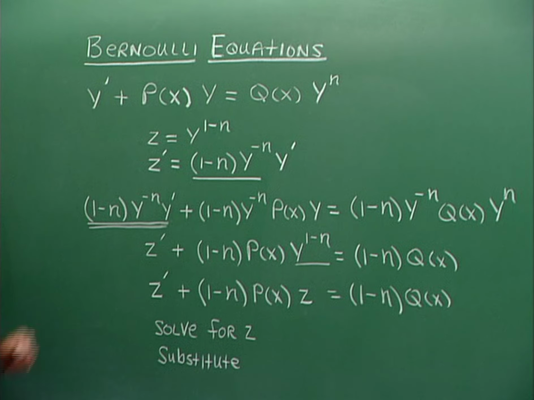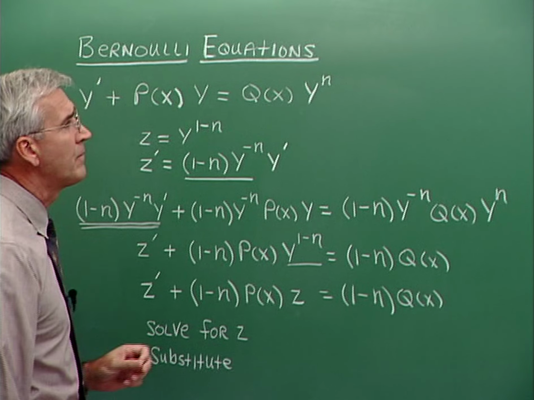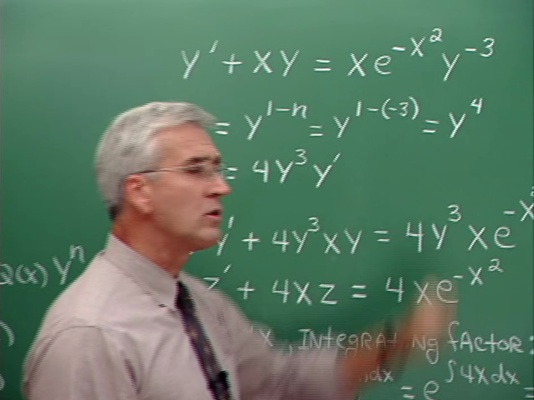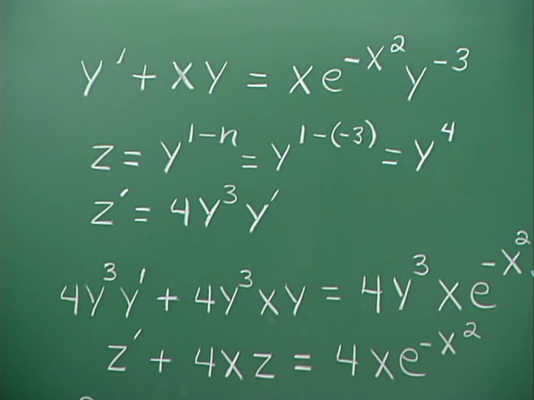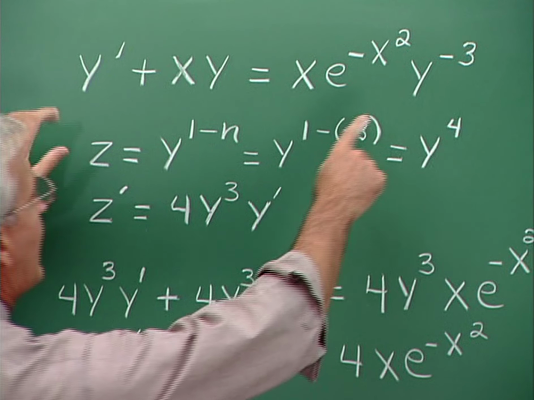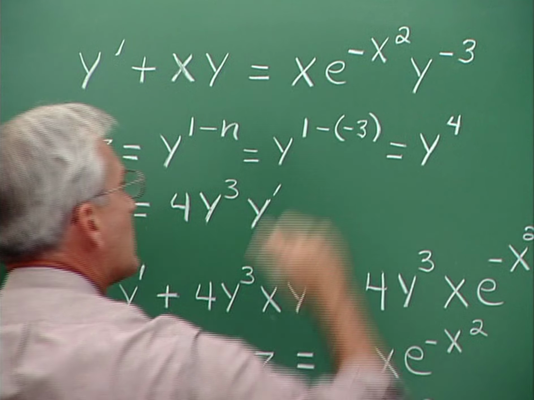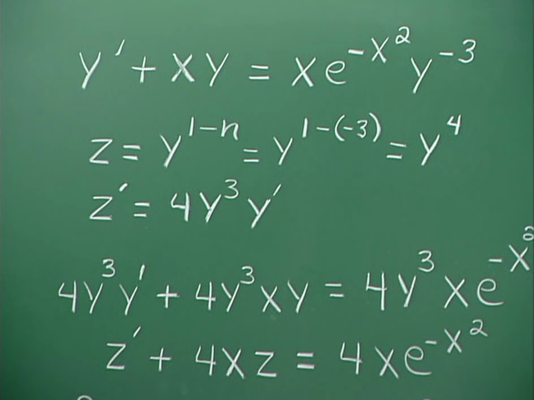Here's how it all works with a problem. This is our equation we want to solve. And notice that on the right side, we have y to the negative 3 power. And this factor is what causes this equation to become Bernoulli.